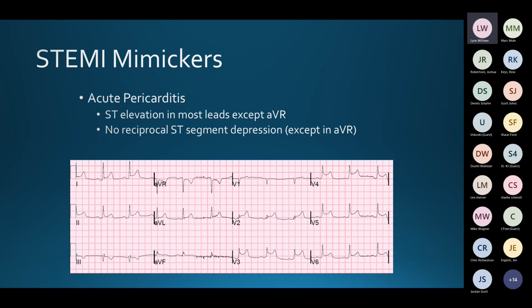Next most common, acute pericarditis. How common is it? Oh, we see a few cases a year. It's not that common. ST segment elevation in most leads, once again, except for aVR, and no reciprocal ST segment depression except in aVR, so it doesn't really count. So you see ST segment elevation in the anterior leads, some of the inferior leads, and then the high lateral leads.